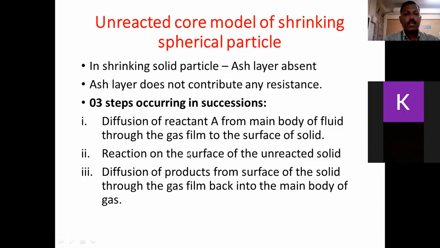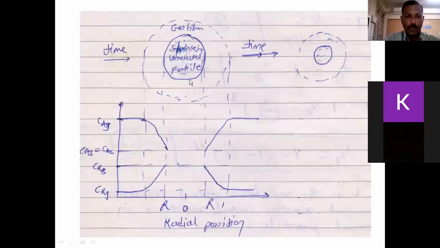So these 3 steps occur in succession: diffusion of reactant A from the main body of the fluid through the gas film to the surface of the solid, reaction on the surface of the unreacted solid, and diffusion of product from the surface of the solid through the gas film back into the main body of the gas. This is the figure. This is the shrinking unreacted particle. Initially the particle has size, suppose R0, and after some time it comes in contact with the gas, and a gas film is formed on the surface of the solid.